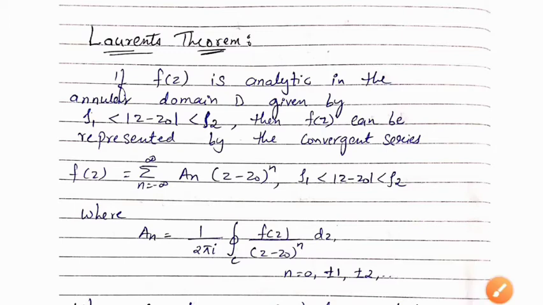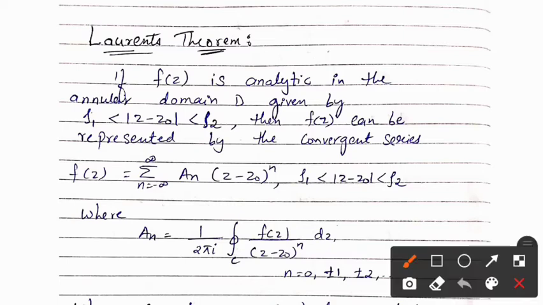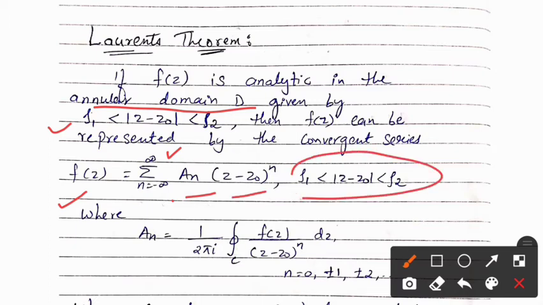If f of z is analytic function in annular domain D given by rho 1 less than mod of z minus z0 less than rho 2, then f of z can be represented by the convergent series f of z equal to summation n is from minus infinity to plus infinity a_n (z minus z0) raised to n, and this is our annular domain.